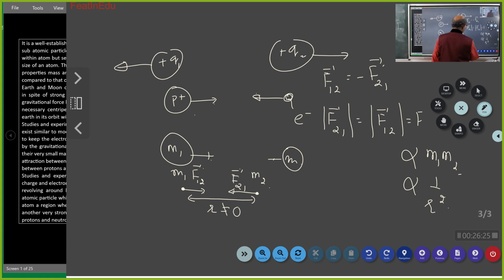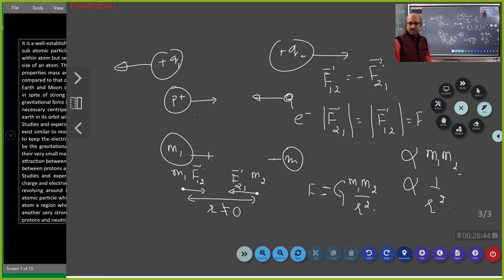So, finally, we write this force F. Force F is only the magnitude. Force F is equal to G M1 M2 by r squared, where G is the universal gravitational constant, because I said it is proportional. So, this is the force. Got it? Any question here?